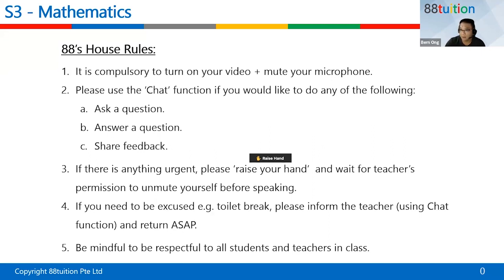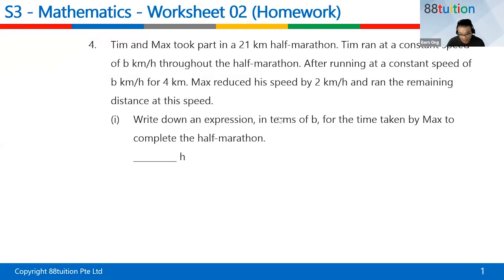Okay, children, let's take a look at this question. Tim and Max took part in a 21-kilometer half marathon. Tim ran at a constant speed of b kilometers per hour throughout. After running at a constant speed of b kilometers per hour for 4 kilometers, this is Max, Max reduced his speed by 2 kilometers per hour and then ran the remaining distance. Write down an expression in terms of b for the time taken by Max.